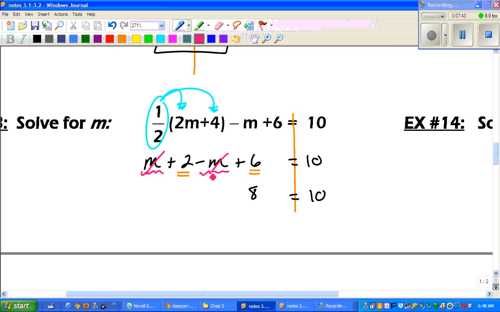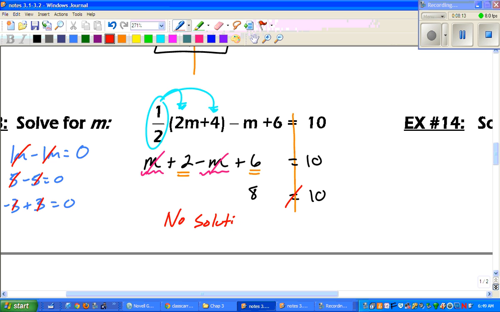Now, those actually cancel each other out. If you think about that, because we have 1m minus 1m, well, 1 minus 1 gives us 0. Just like 5 minus 5 gives us 0. -3 plus 3 gives us 0. All of those cancel each other out. So you're left with 8 equals 10. Now, is 8 equal to 10? Is that a true statement? No. So the answer to this is no solution.